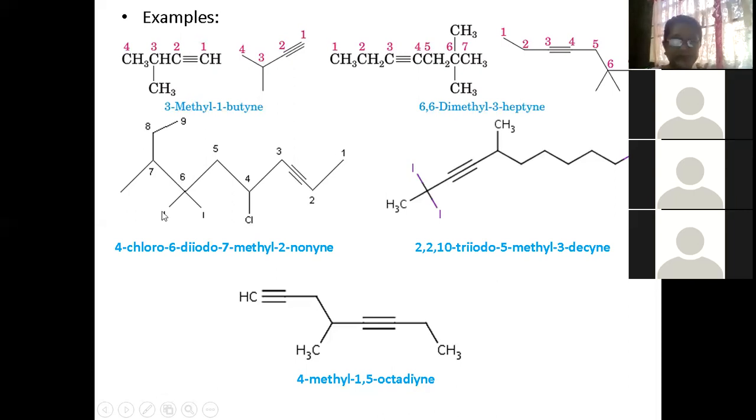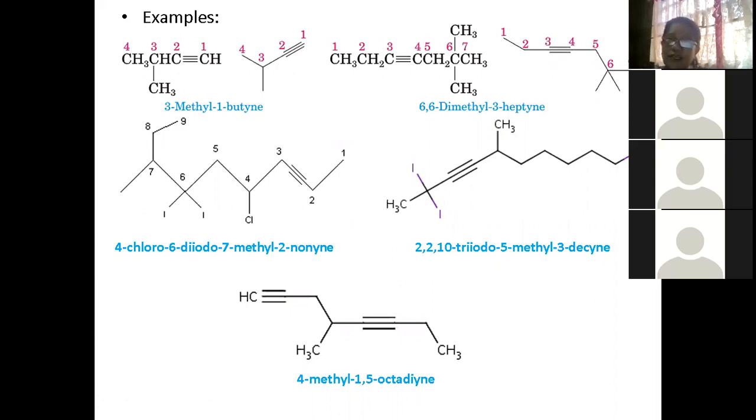Another one. We have here this structure. What is the name of that? That is 1, 2, 3. At 2, there is a triple bond. Then at 4, there is a substituent chloro. At 5, then 6, at 6 there are two iodo. At 7, there is a methyl. Then 8, 9. Look into the parent name. It's 9, therefore it's non-. Since it is a triple bond, therefore it is non-9.